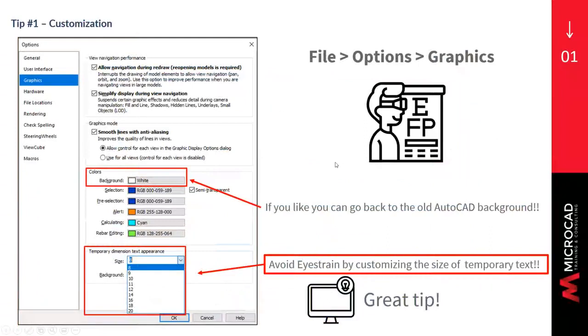The first thing that I want to show you is going to help a lot, especially those users that work on laptops, such as myself, or only have one monitor. You can avoid eye strain by changing the size of the temporary text. Another thing I want to mention is that some users prefer the all-black background with that AutoCAD feel, and I know you can change it if you like it. It's really simple to do. Just go to File, Options, then Graphics, and adjust it as you want.